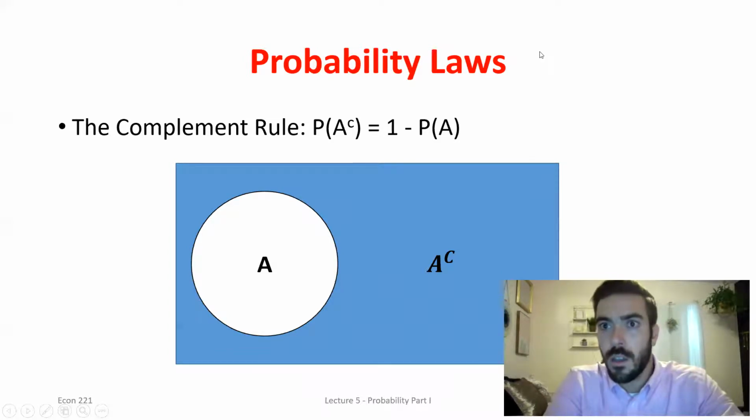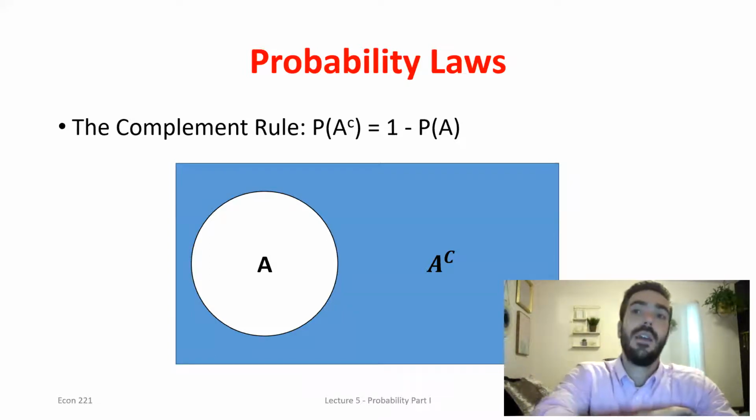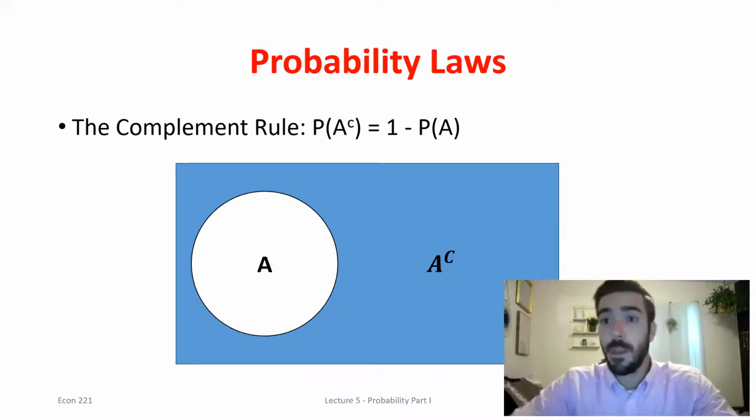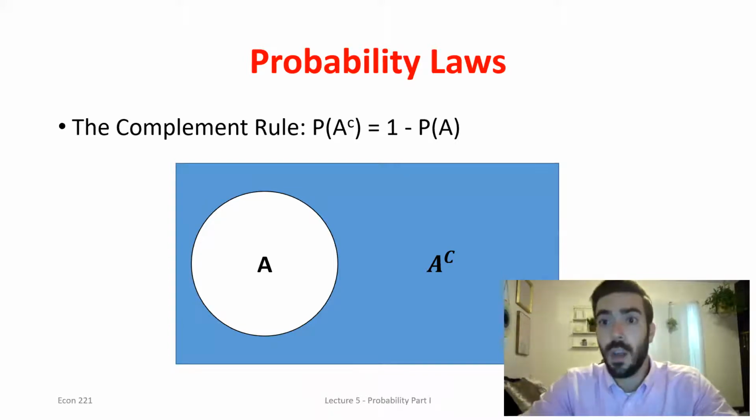I have a question here. So is A complement everything that is in B? No. So A complement literally means everything not in A. It could be in B. It could be in event C. It could be in event X. It could be anywhere else. As long as it's not in A, it's in A complement.